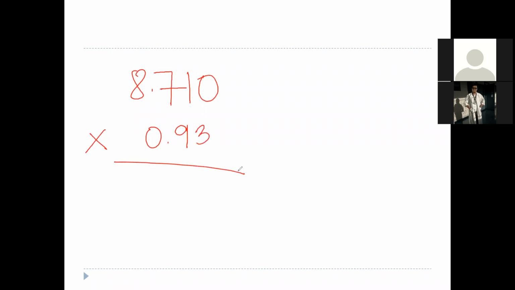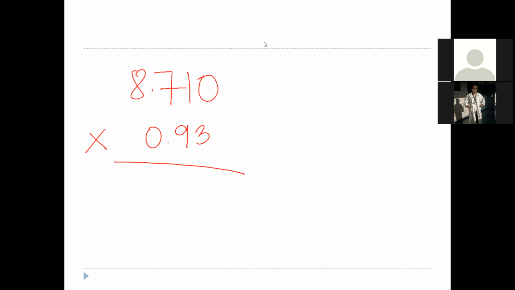Let me give you another example. Okay, let's try. Please send your answer in the chat. This is multiplication here. Okay, let's see if your answers are correct.